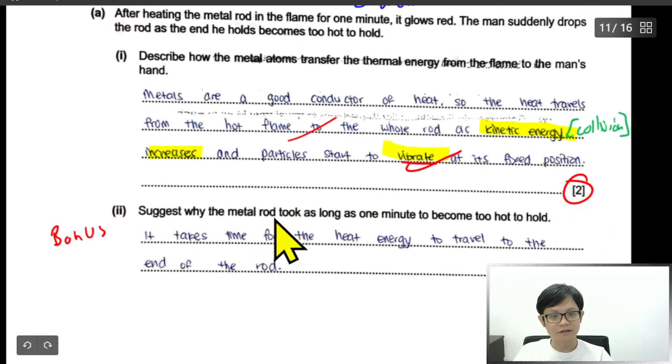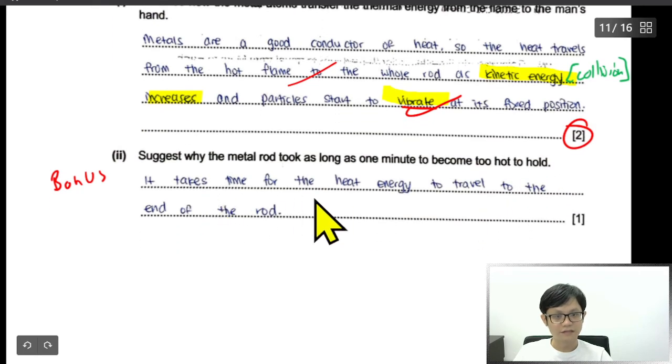Suggest why the metal rod took as long as 1 minute to become too hot to hold. So it takes time for the heat energy to travel to the end of the rod. So this one I think is a bonus question, because let me show you the answer.